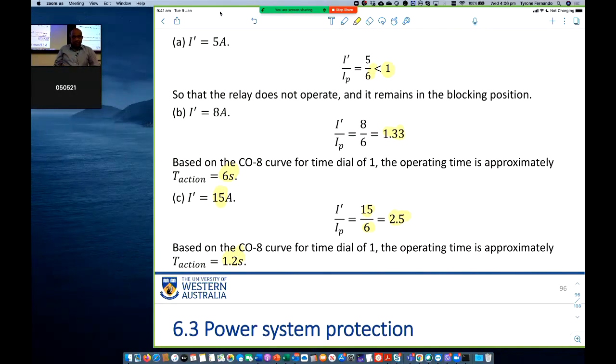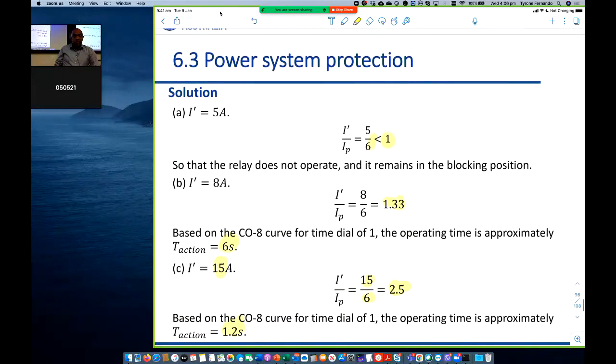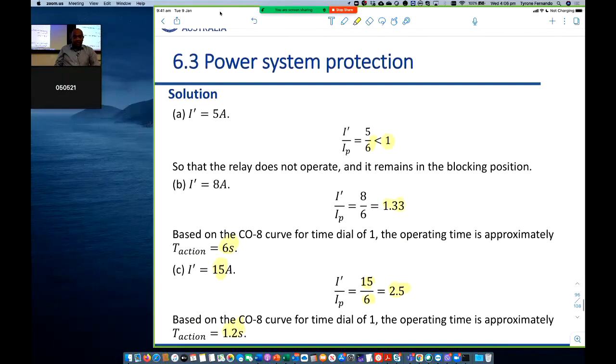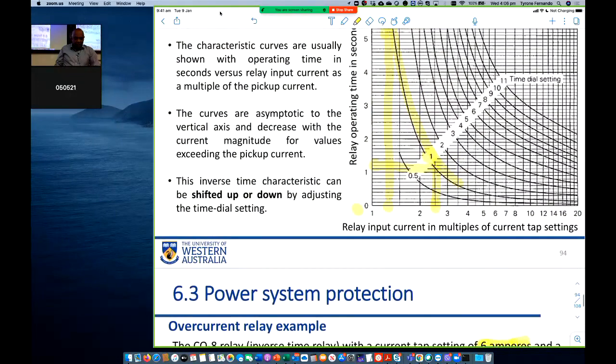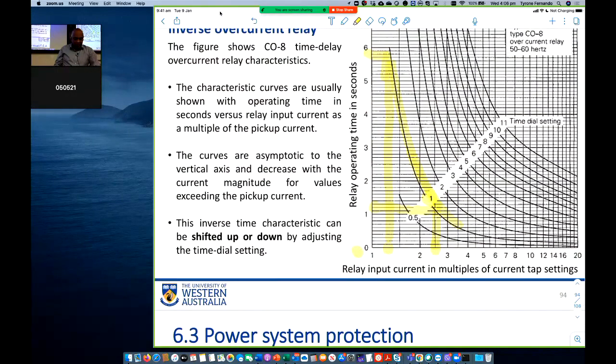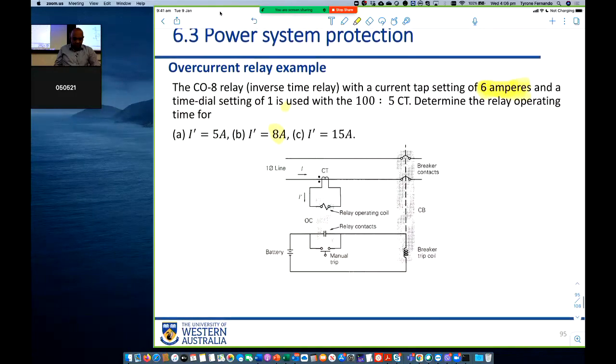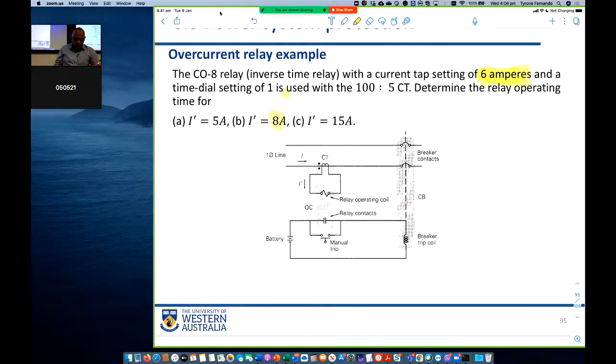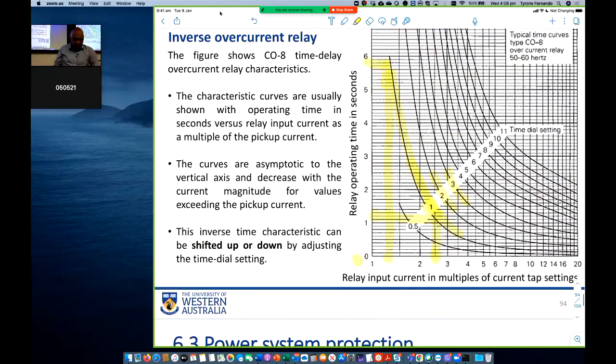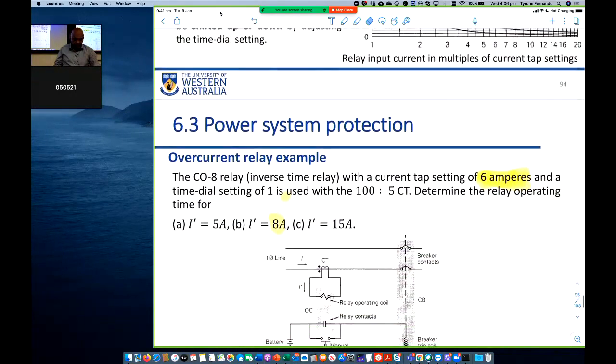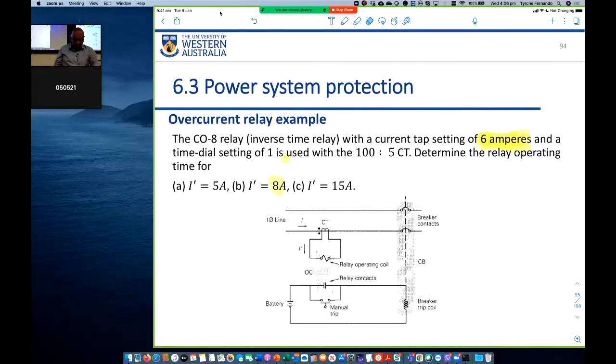What is the current tap setting in the pickup current? What does it mean? Current tap setting is which curve to look at, whether we're looking at that or that or that. Isn't that the time dial setting? Yeah, that's the time dial setting. So time dial setting of 1 means we are looking at that curve. Right? What is the current tap setting? Where does it say current tap? Current tap setting of 6.